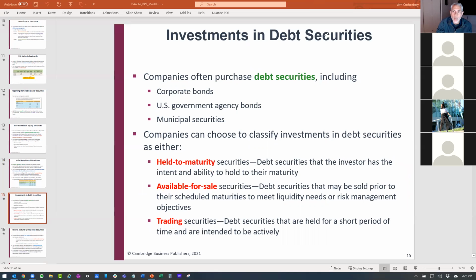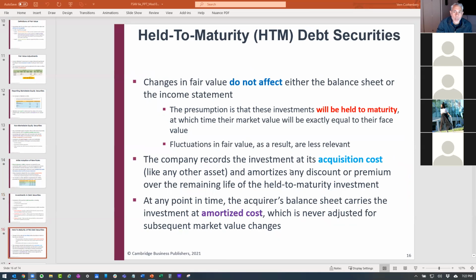So we need to be aware of the accounting treatment for each of these and how they could potentially be manipulated a little bit. Let's start with held to maturity debt securities. Changes in fair value do not affect either the balance sheet or the income statement when a fixed income investment is classified as held to maturity, excuse me.